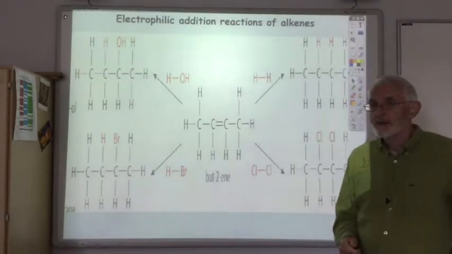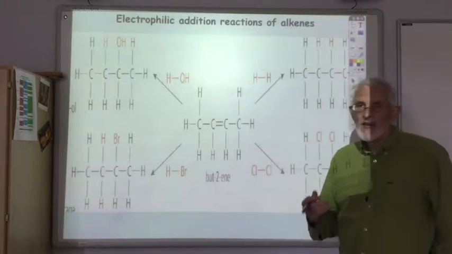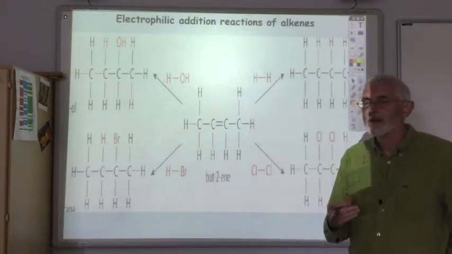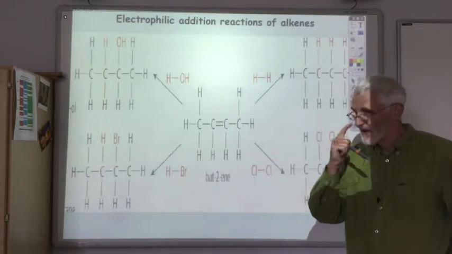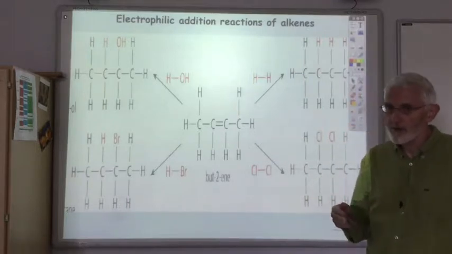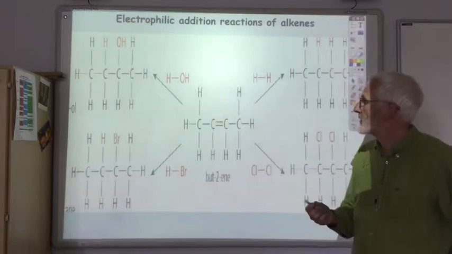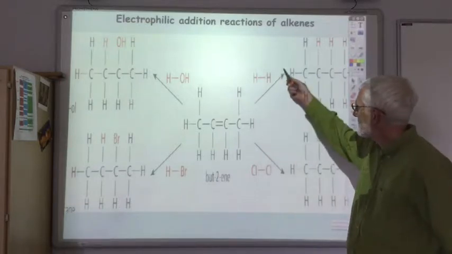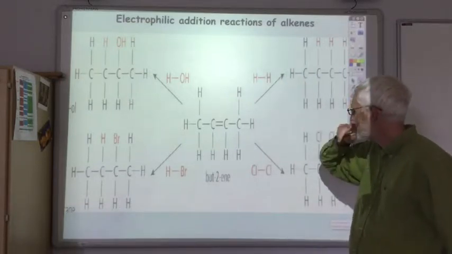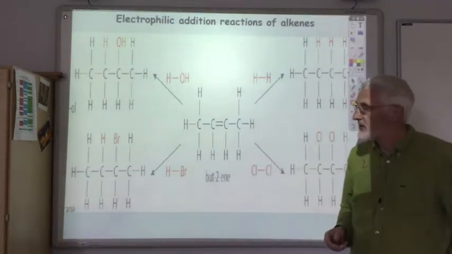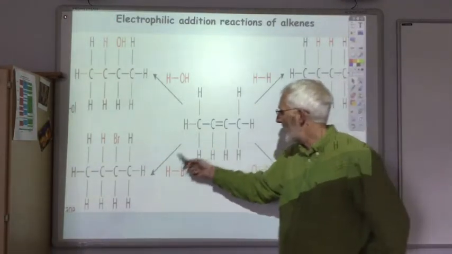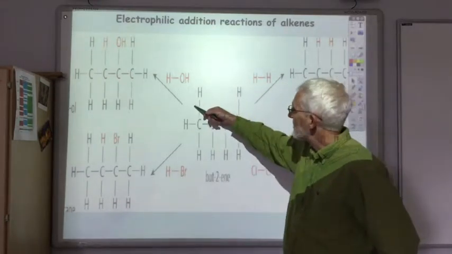So in this lecture we want to take a closer look at the reaction mechanisms involved in the addition reactions of the alkenes. In the previous lecture we came across the four main addition reactions of alkenes: addition of hydrogen, which is hydrogenation; addition of halogens, halogenation; addition of hydrogen halides; and the addition of water.